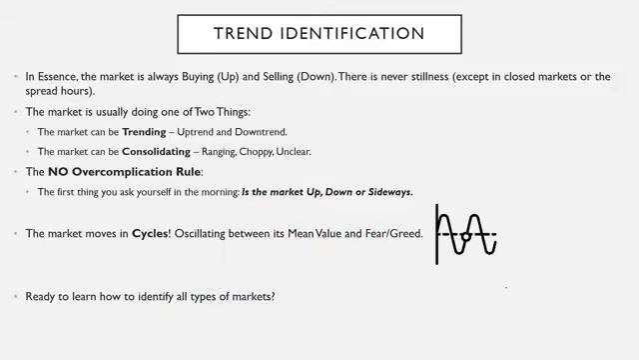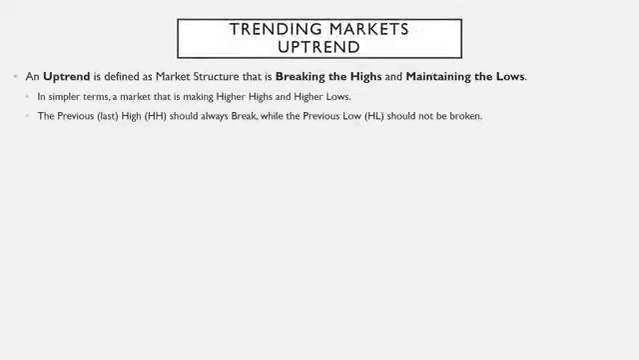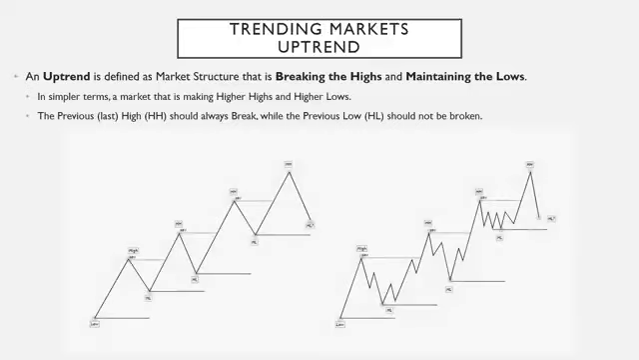So are you ready to learn how to identify structure? Let's have a look. This is going to be a basic introduction to market structure. Again, uptrend. So what is an uptrend? This is defined as market structure that is breaking the highs and maintaining the lows. In simple terms, a market that is making higher highs and higher lows. The previous or last high, which is the higher high, should always break, while the previous low, which is the higher low, should not be broken.